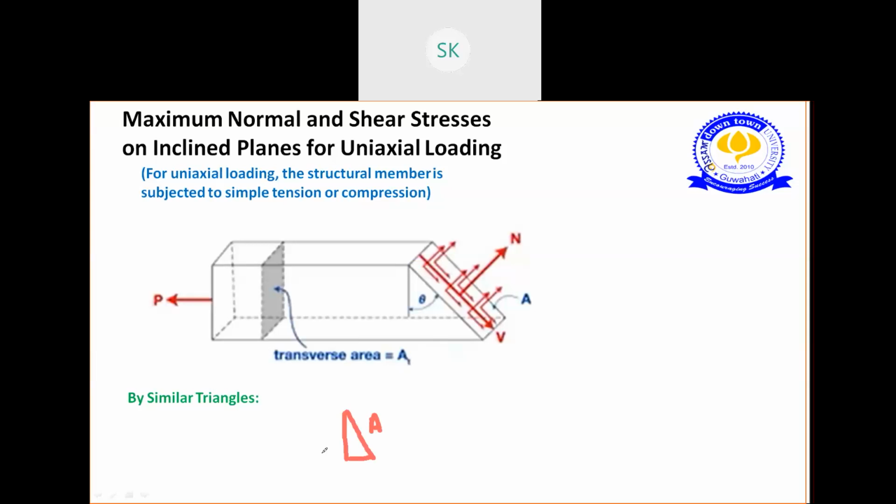So by similar triangle, I'm assuming this is my one triangle where the hypotenuse is represented by this area A, and this perpendicular is represented by AT. Let's relate this triangle with a similar triangle.